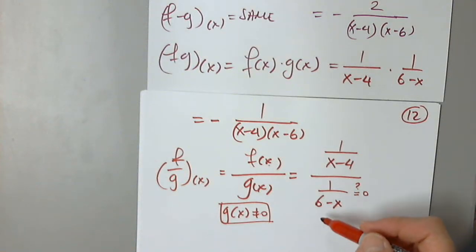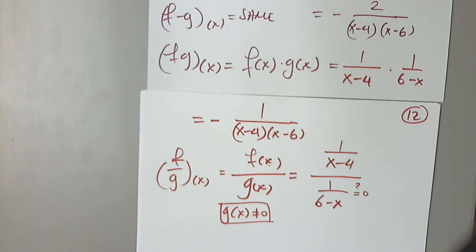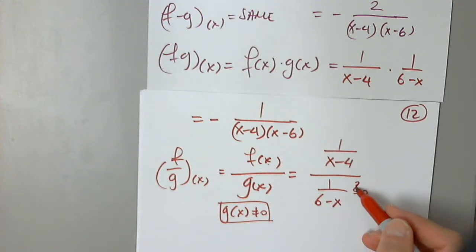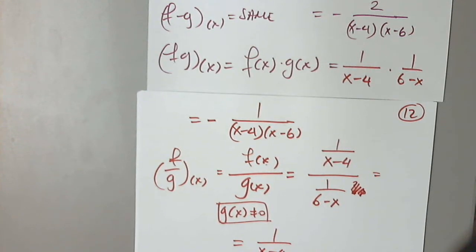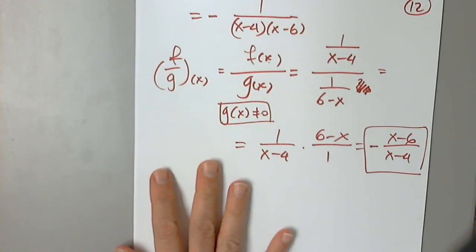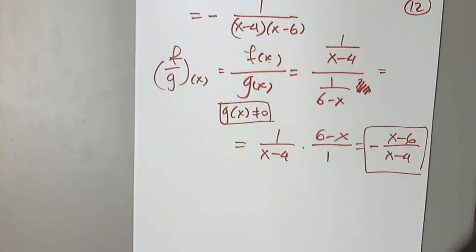But is g of x ever 0? When is a fraction 0? Only when the... no, that's undefined. Only when the numerator is 0. But can 1 be 0? No. Since this is not possible, I can go ahead and flip. So I have 1 over x minus 4 times 6 minus x over 1. There is no extra restriction that I have to state. So all I will do is this. Pull out a negative and write negative x minus 6 over x minus 4. And that would be it.